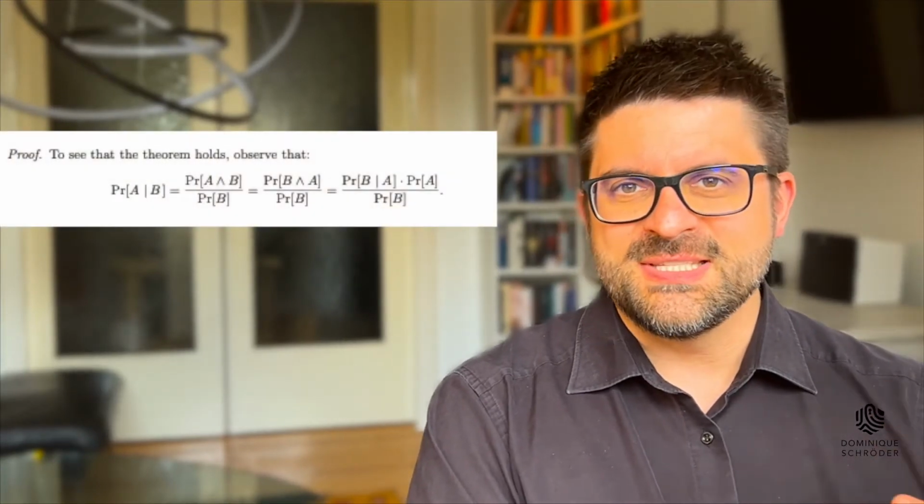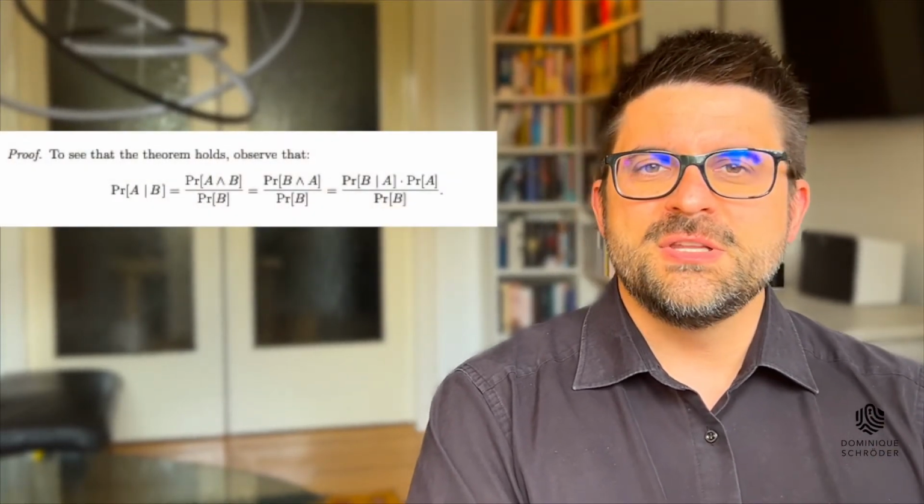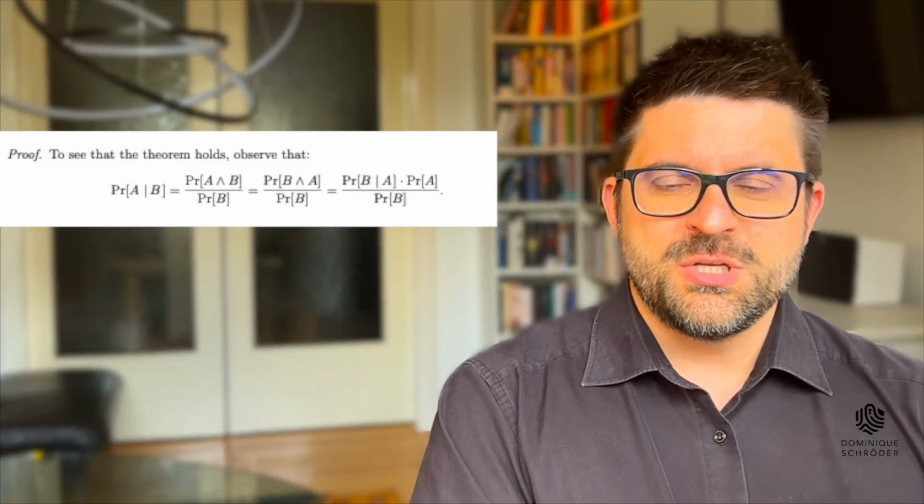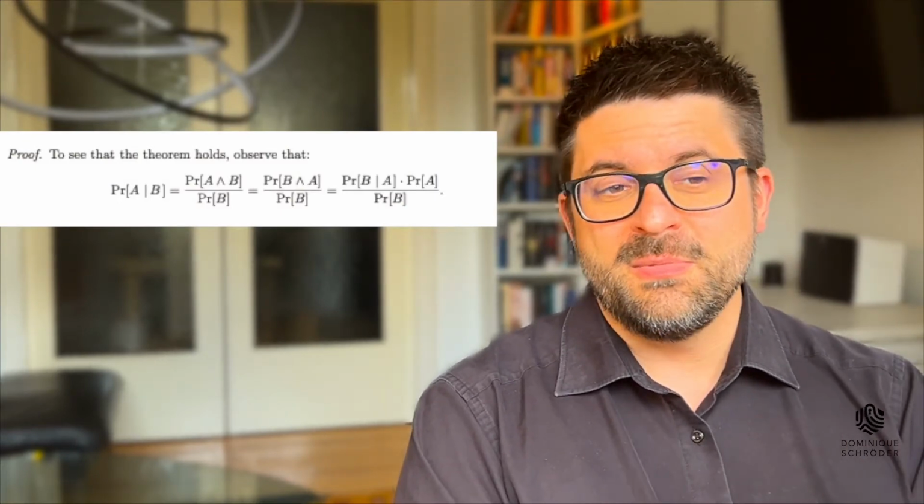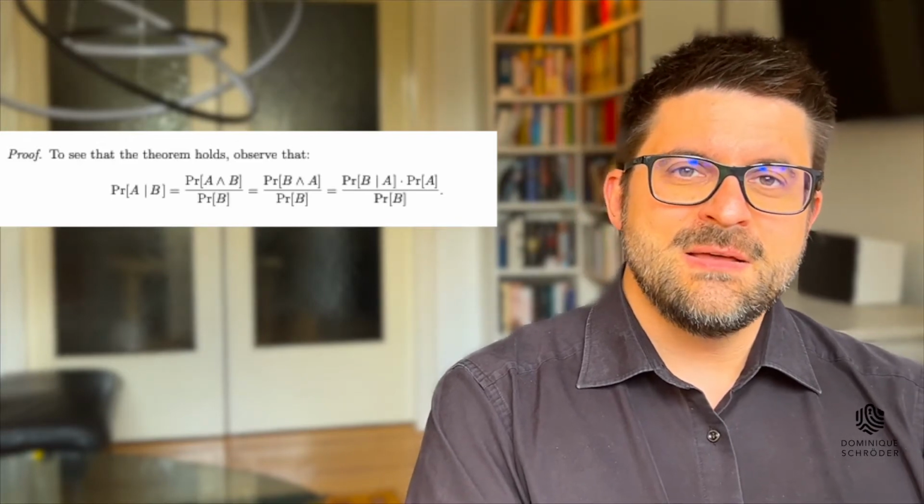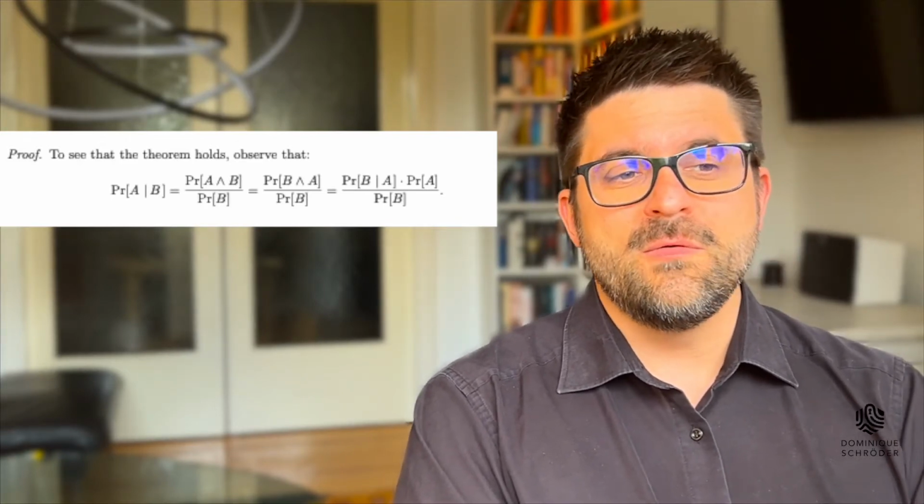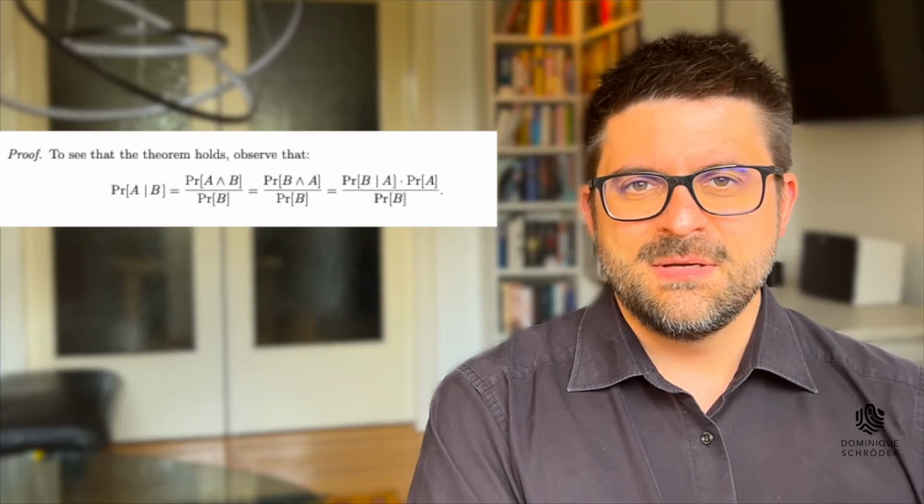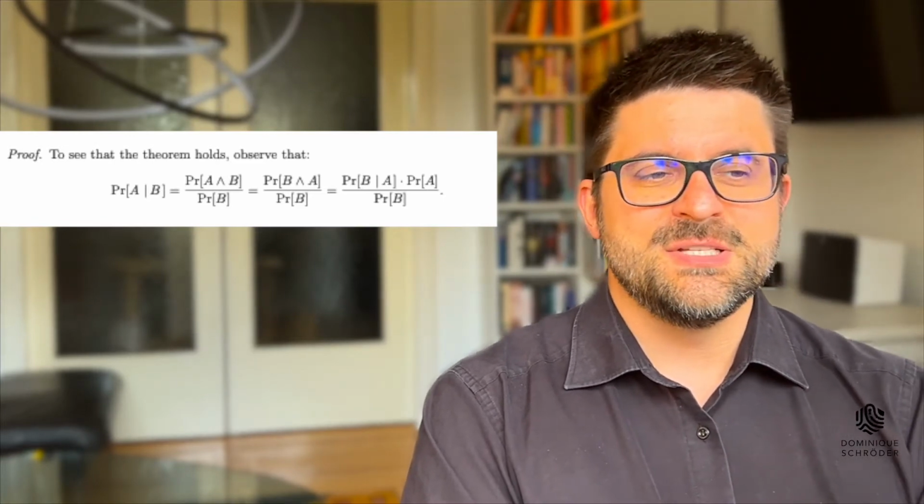To prove this theorem, what are we going to do? Well, we're actually starting with the definition of conditional probability, which means we can compute the probability of A happening given B as the probability that A and B happen over the probability that B happens. So this is just applying the definition.